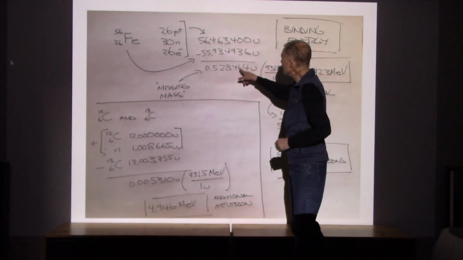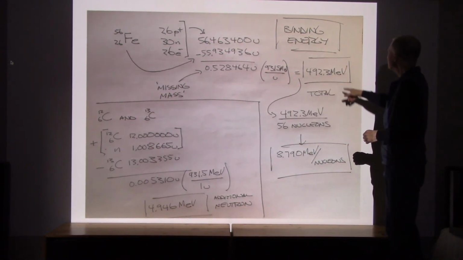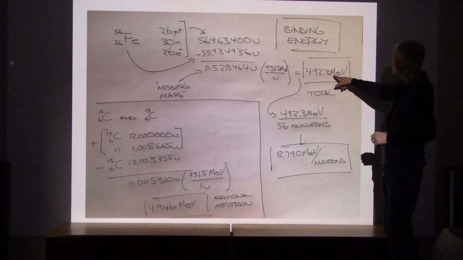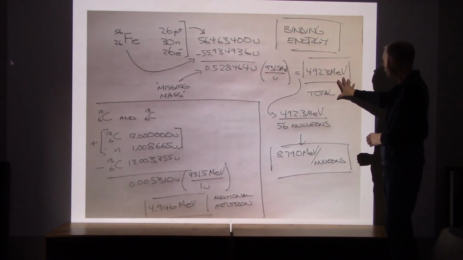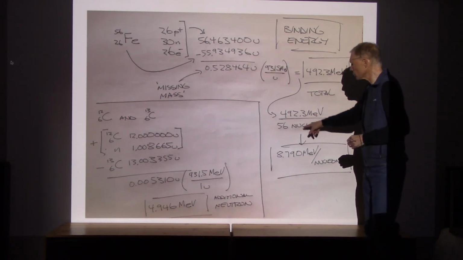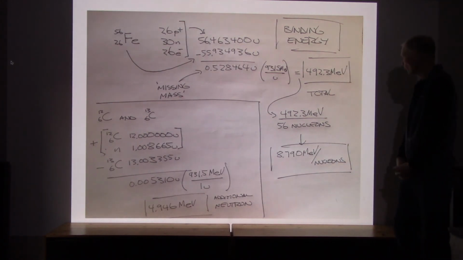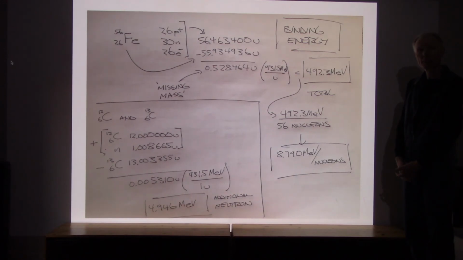All right, we're going to take the missing mass from this, use our 931.5 conversion. That gives us 492 MeV. Now, that's total binding energy. We want to divide through by the number of nucleons, and when we do that, we end up with this value of 8.790 MeV per nucleon.